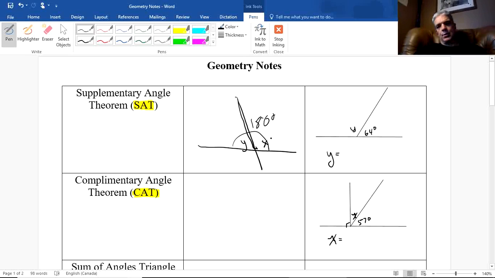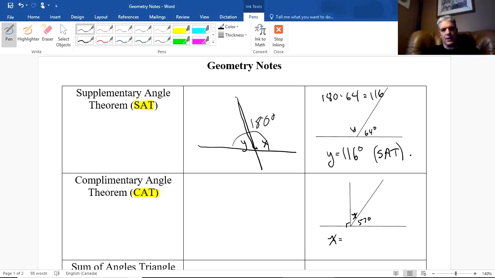And that's pretty straightforward. So here's an example over on this side. I say if this angle is 64 degrees, then I would take my 180 and subtract 64, and that equals 116. So therefore, y equals 116 degrees. And then we often write in brackets the reason: what theorem is it that allows us to do this? It's supplementary angle theorem. So that's the first theorem that we come across, okay?